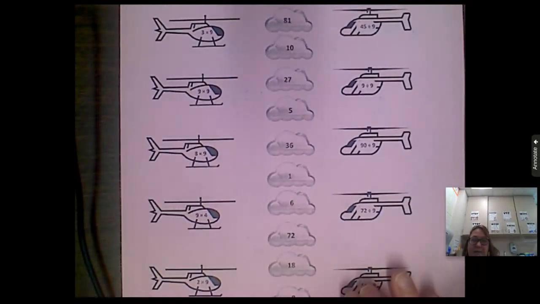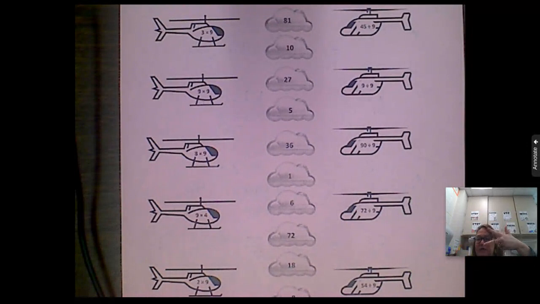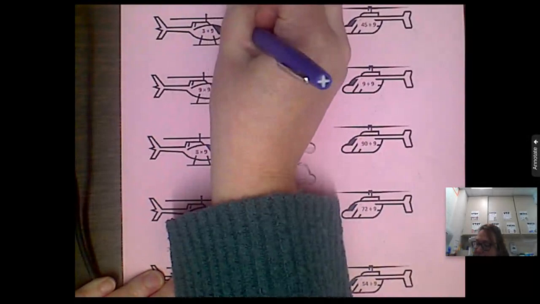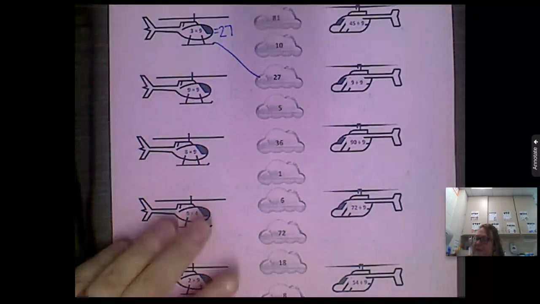And we'll start right at the beginning. So 3 times 9. So how do I do that? We're going to sing our 9 song 3 times. So get your counting fingers ready. Ready? So 9, 3 times. Here we go. 9, 18, 27. Stop. So it equals 27. So we can just put equals 27, and then we will fly that helicopter to the 27 cloud.